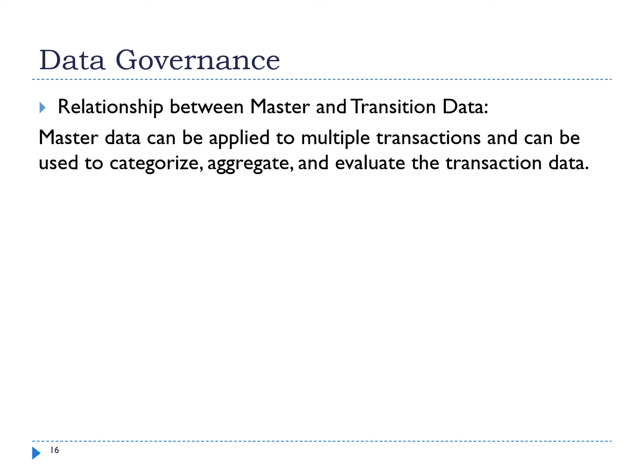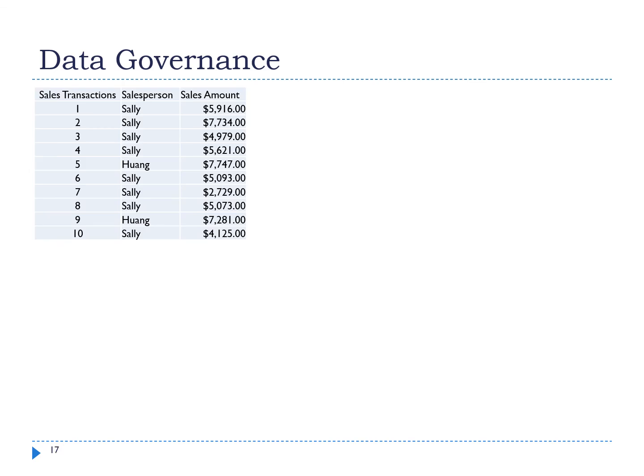I want to emphasize here the relationship between master and transaction data: master data can be applied to multiple transactions and can be used to categorize, aggregate, and evaluate the transaction data. For example, this table shows the sales transactions. Each row is a transaction, which describes the business activity. Okay, now please think about this question. What is the master data in this table?